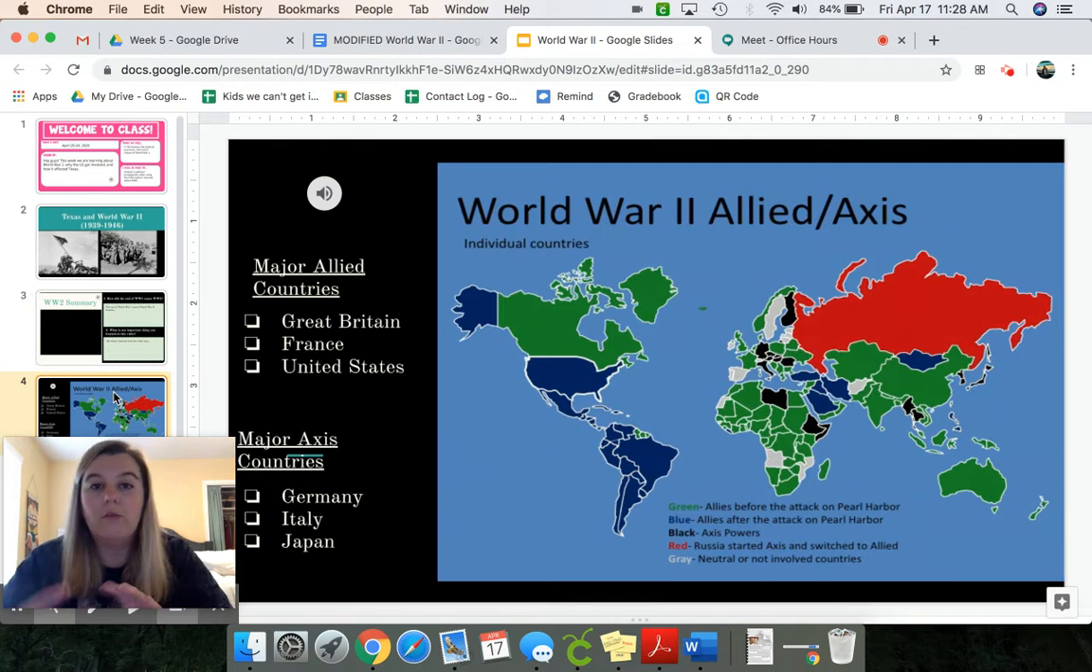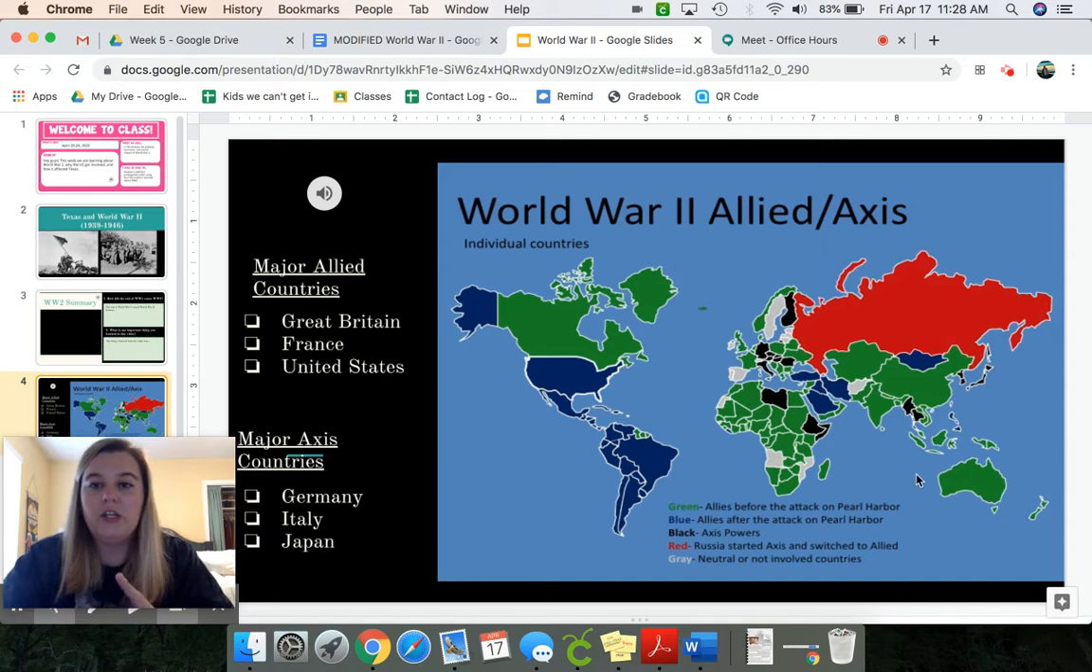Now, this is a world map of all the countries and which side they took during the war. We have two sides: the Allies and the Axis. The Allies are the side that we will eventually join. That's going to be the majority of the world. On this map, the green is before Pearl Harbor, which I will get to. Those are the Allies.